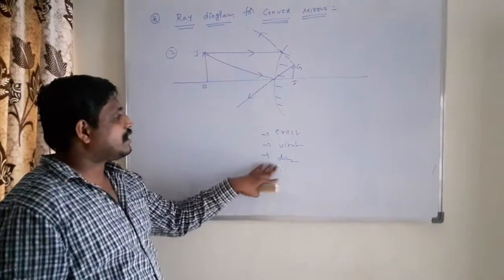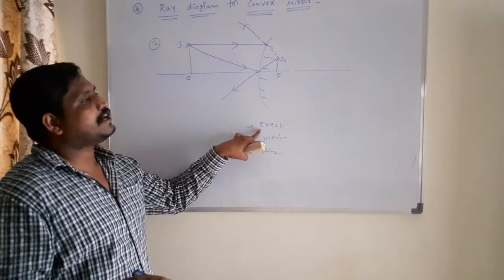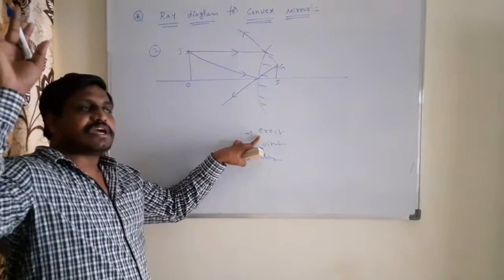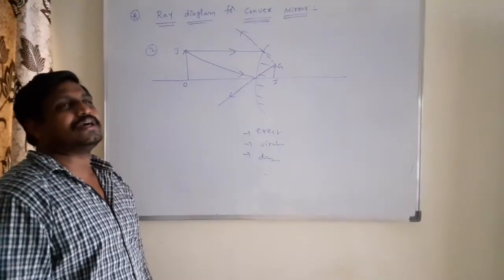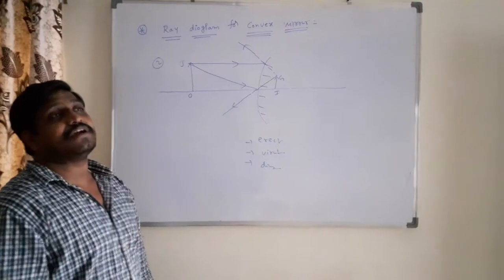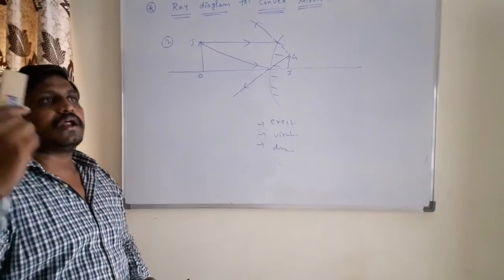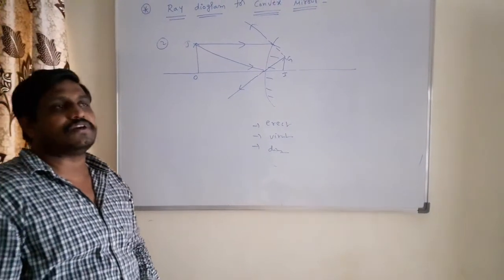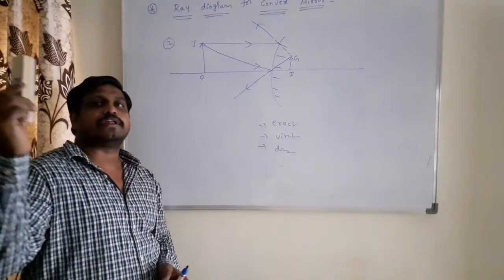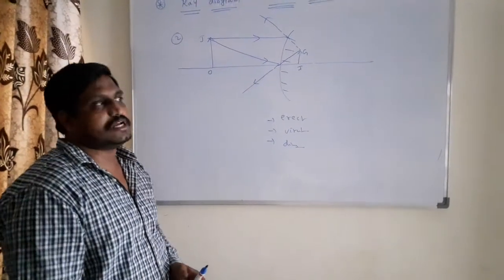So that's why, because of diminished image and erected image, that's why these convex mirrors are used as side mirrors in the vehicles. Okay, next class I discuss R and F relations, radius of curvature, focal length relation, and mirror equation also I derive in the next class, coming classes.